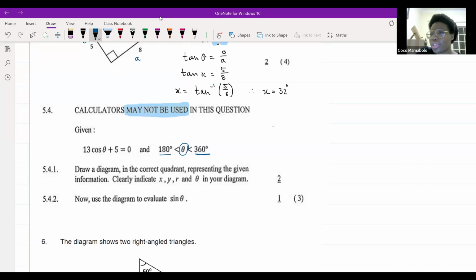Now, let's look at question 5.4.1. It says, draw a diagram in the correct quadrant representing the given information. Clearly indicate X, Y, and R, and theta in your diagram. So let's start by analyzing, guys, because it's not that difficult, I promise.